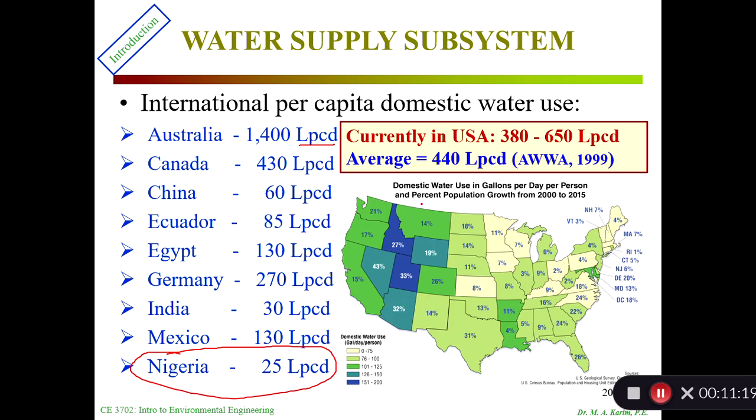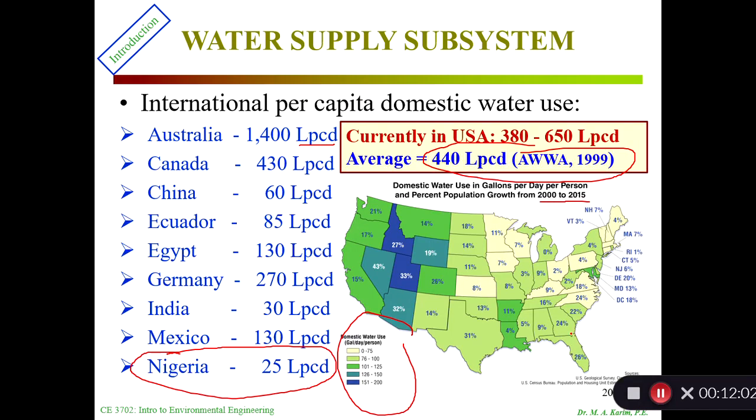So now here is the domestic water usage in gallons per day per person, and population growth from 2000 to 2015 in the USA. Okay, so this is the domestic water usage in gallons per day. For certain areas, if I say this area, this two has 151 to 200. Then if I go here, these may not be that high, rich cities, I mean the state, 0 to 75. So the average in this case comes out to be 440 liters per capita per day in the 99 data. You can say 450 and so on.